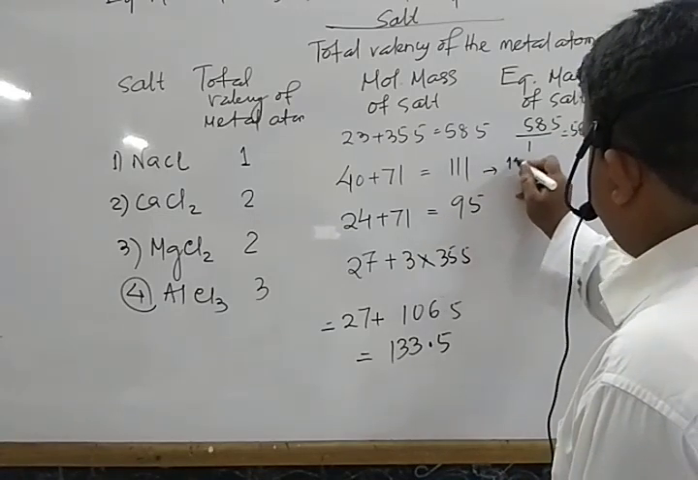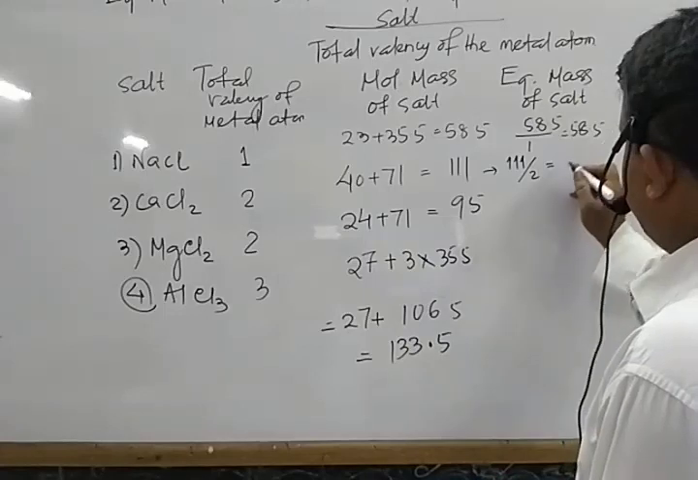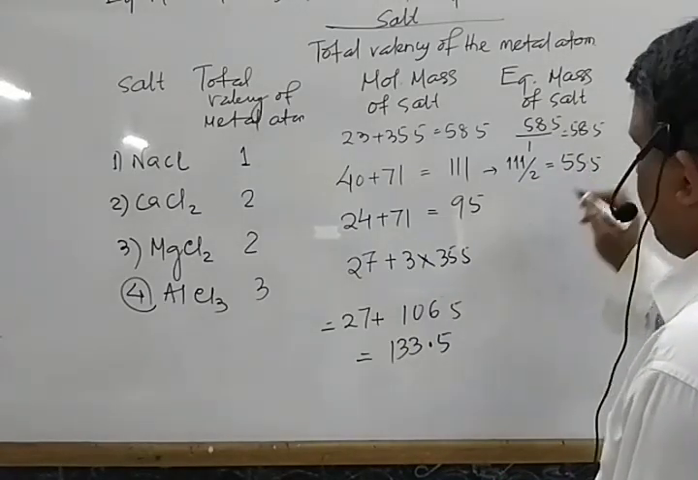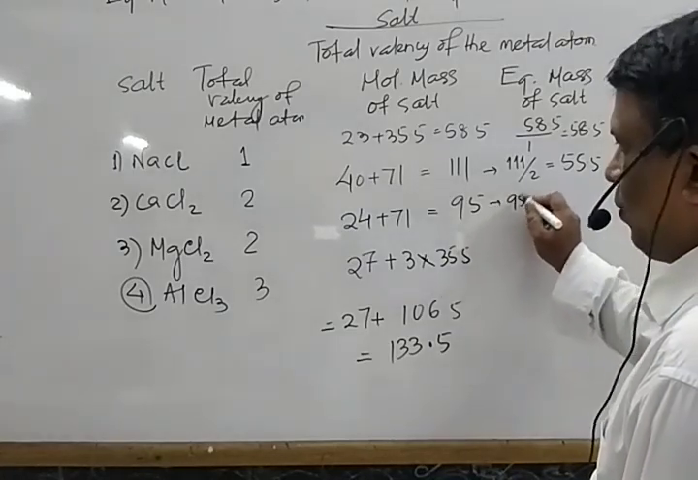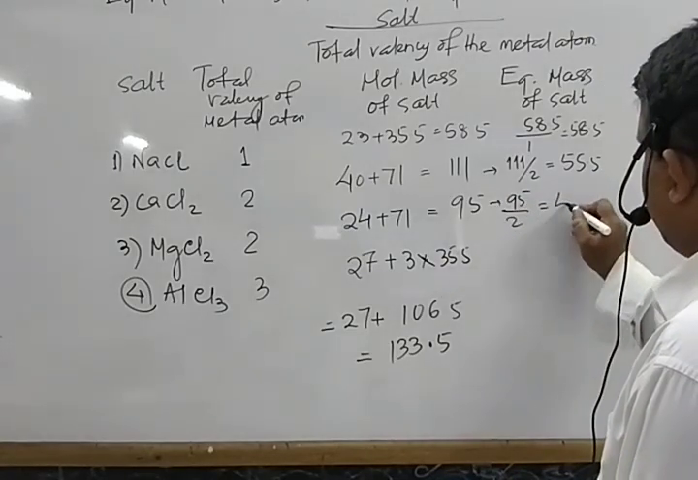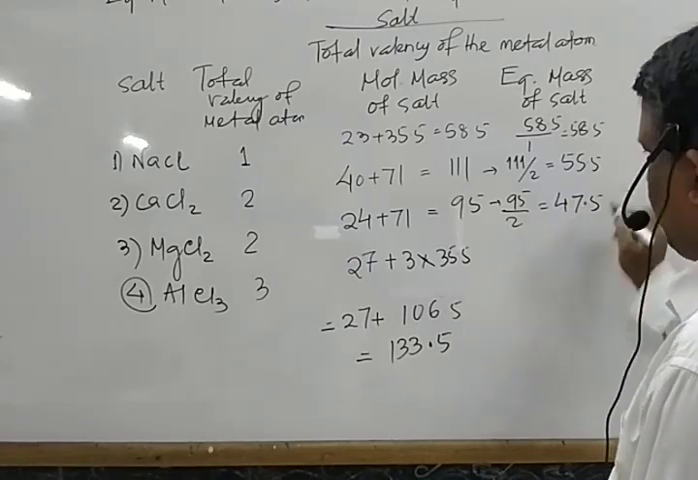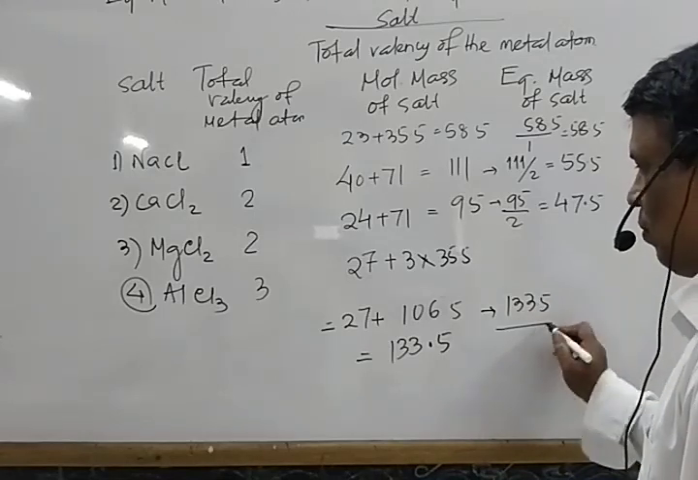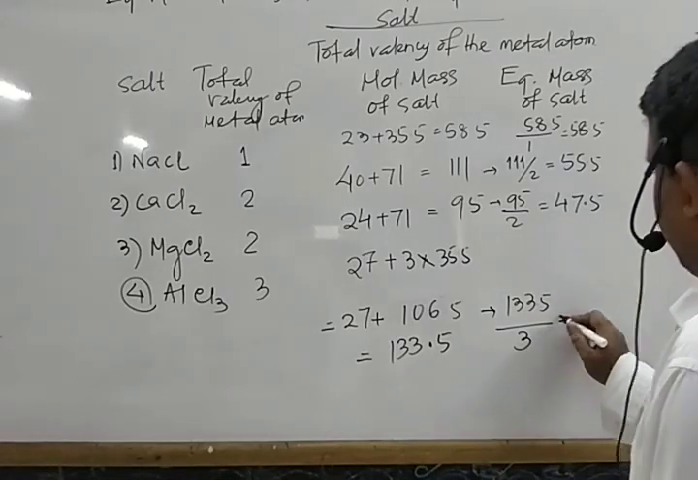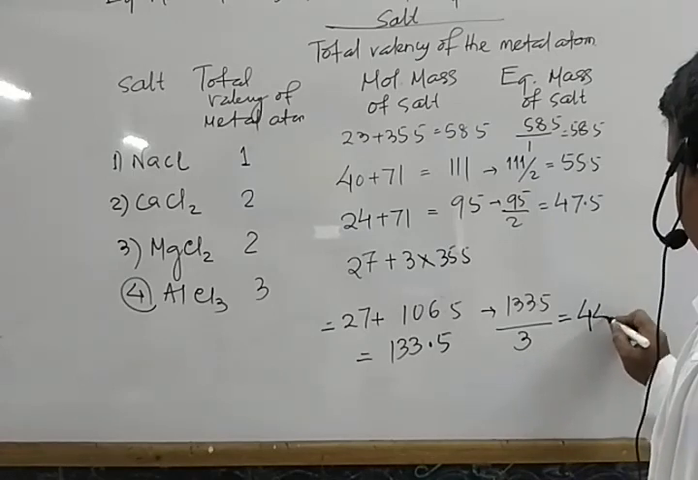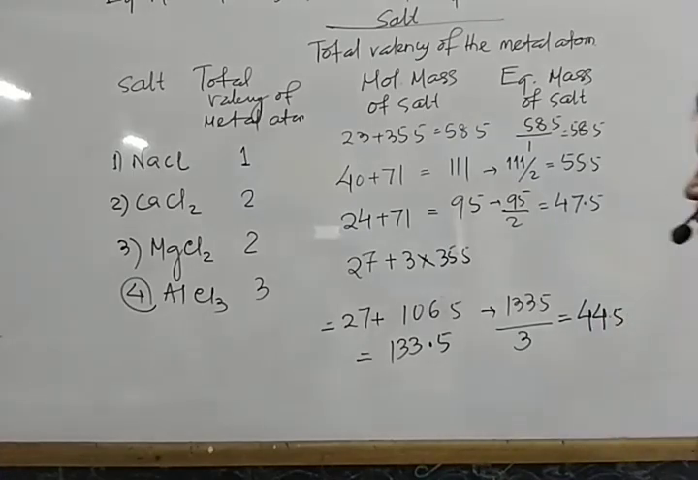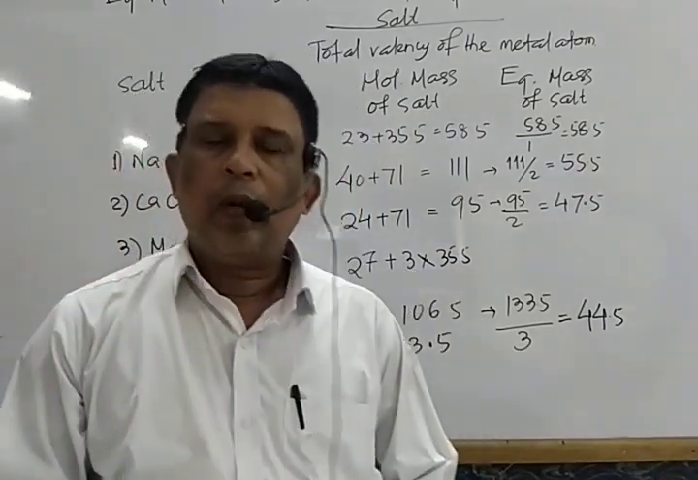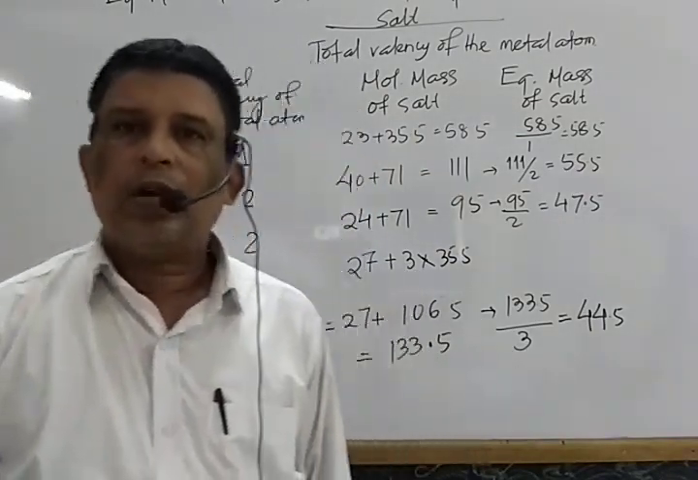This one is equal to 111 divided by 2, that is equal to 55.5. This one is 95 by 2, 47.5. This one is equal to 133.5 by 3 is equal to 44.5. It is a little idea about the equivalent mass of an acid, equivalent mass of base, equivalent mass of salt.